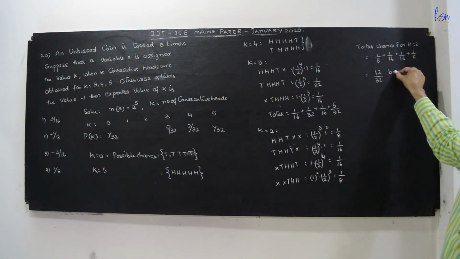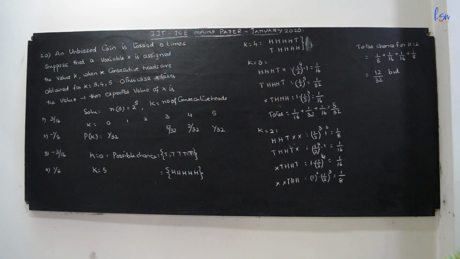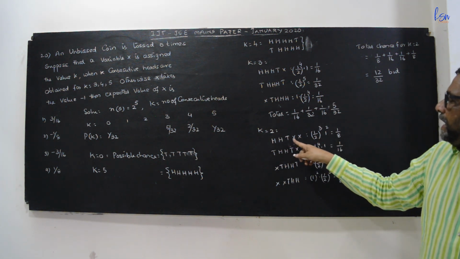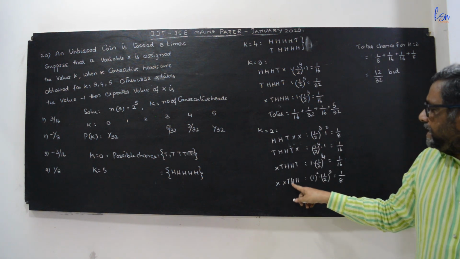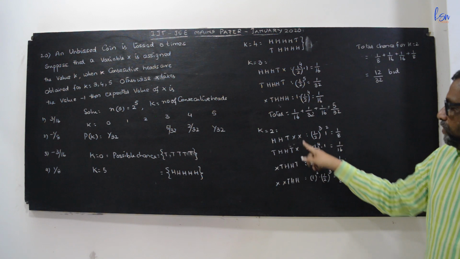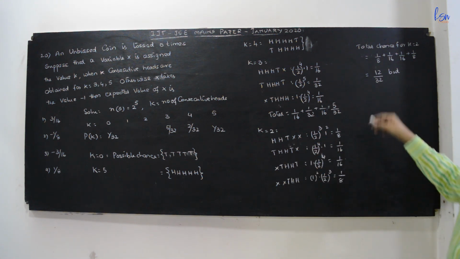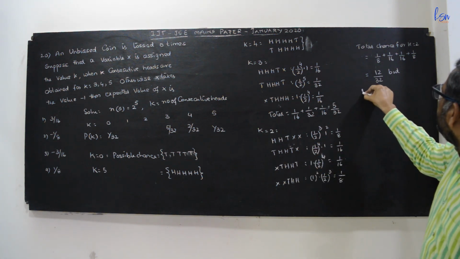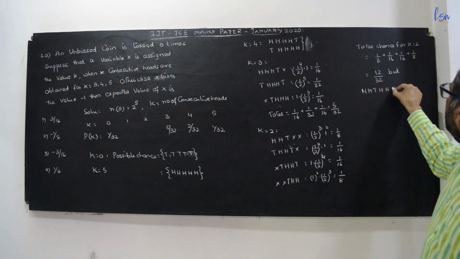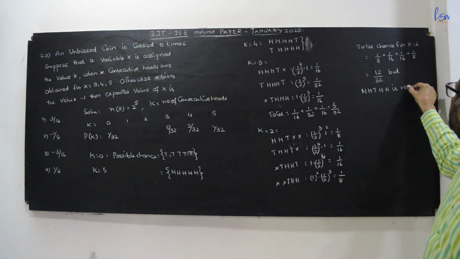But in the first case, if these 2 are heads, head, head, tail, head, head, and in the last case, head, head, tail, head, head, it is repeated. So head, head, tail, head, head is repeated twice.